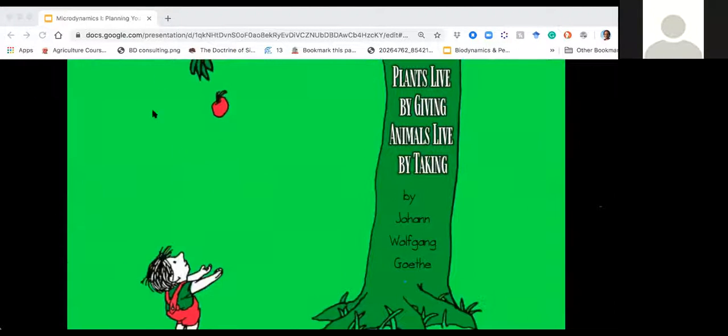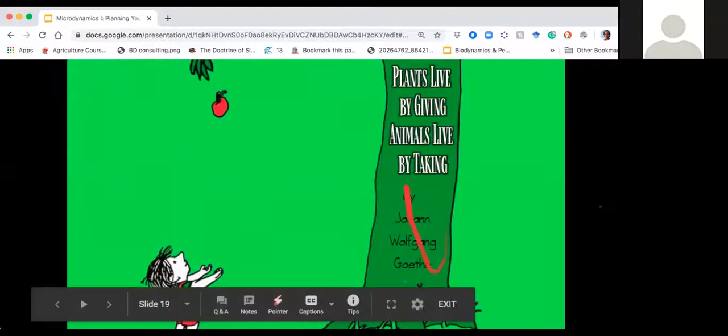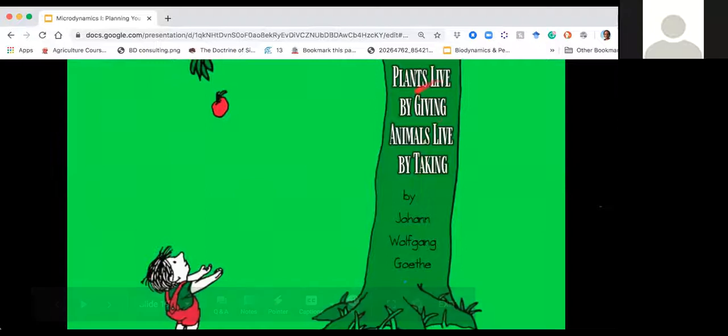All right. So this is a picture I changed the title of, but plants live by giving and animals live by taking. That's a quote from Goethe. And I think if we remember this idea, a lot of this will make more sense.